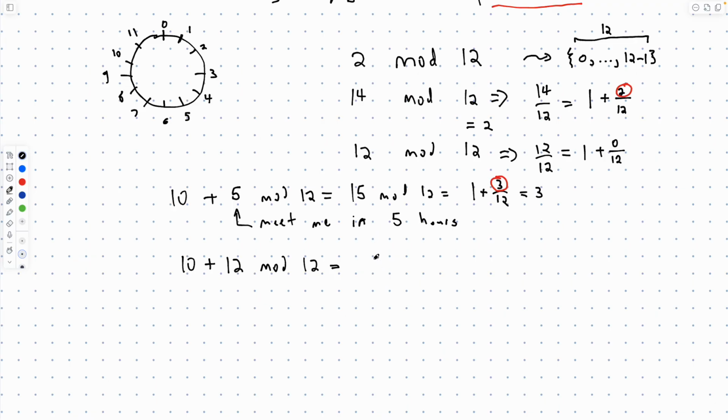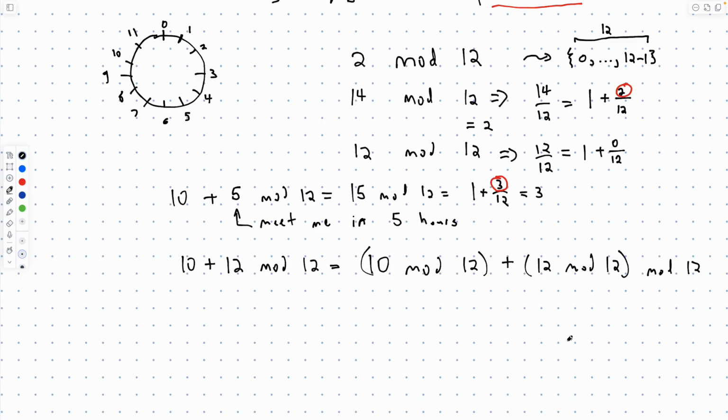Mod is distributive, I think is the right term. So 10 plus 12 mod 12 is the same as 10 mod 12 plus 12 mod 12, all mod 12. Okay, so you can do the modulus at any time. If you have a big expression, a bunch of numbers you have to add together or multiply or whatever, you can take the mod at any point. You don't have to wait till the end.